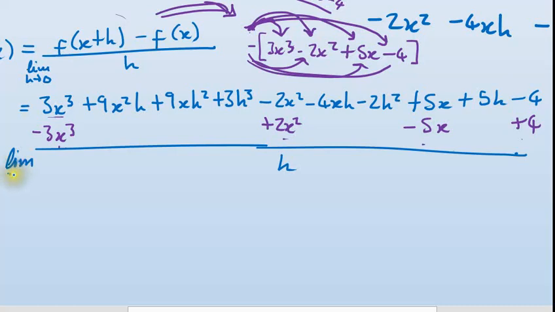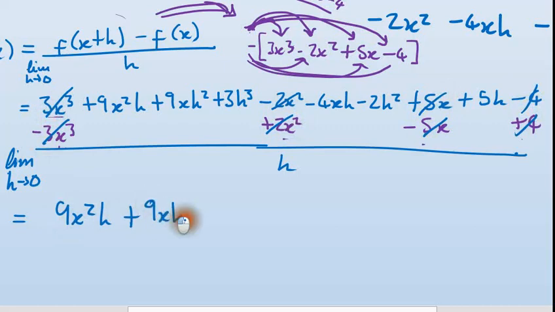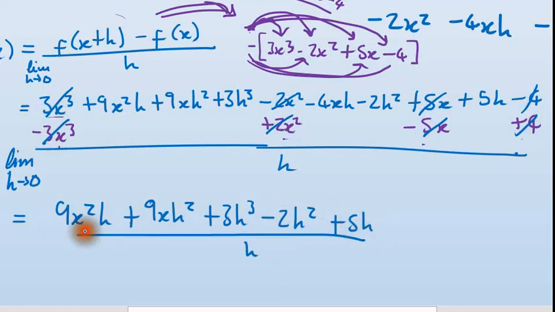Your limit as h goes to 0. Now, because you have that, it's equal to, go down with it, right? That went that way, and that went that way. Now you have 9x squared h plus 9x h squared plus 3h cubed minus 2h squared plus 5h all together divided by h, where the limit is h approaching 0.